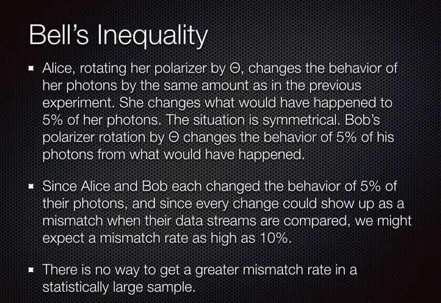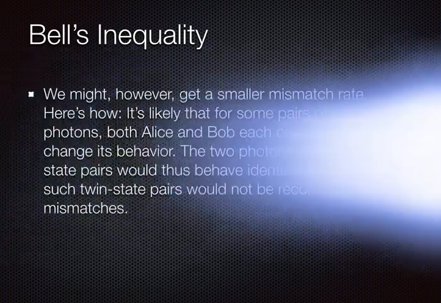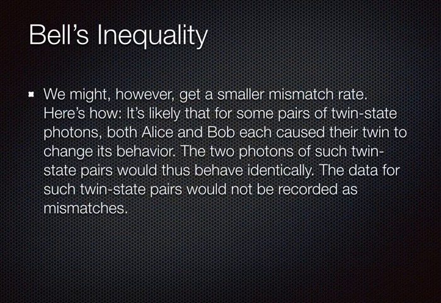If it's true that these things are real, and if they really are going when we're not moving, and if they're really not connected outside of reality, we might, however, get a smaller mismatch rate. Here's how. It's likely that for some pairs of twin-state photons, both Alice and Bob each cause their twin to change its behavior. So the two photons of such twin-state pairs would thus behave identically. The data for such twin pair states would not be recorded as mismatches.